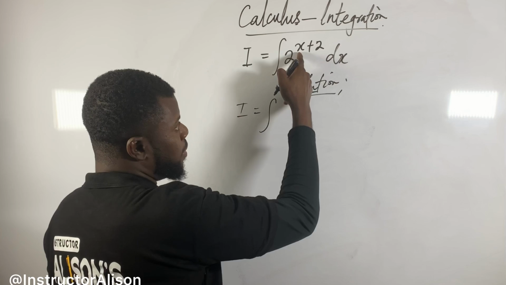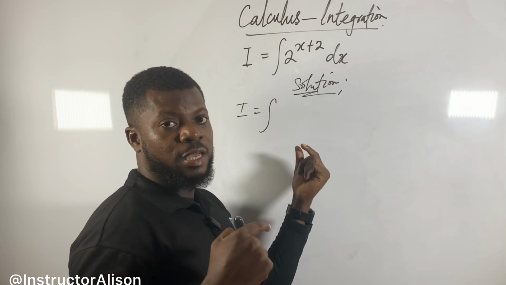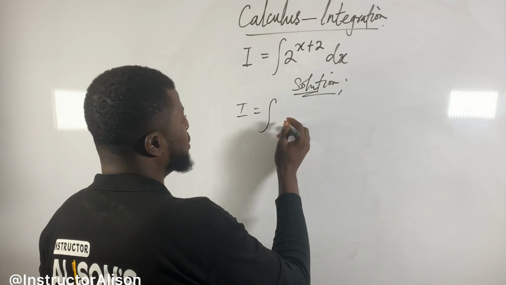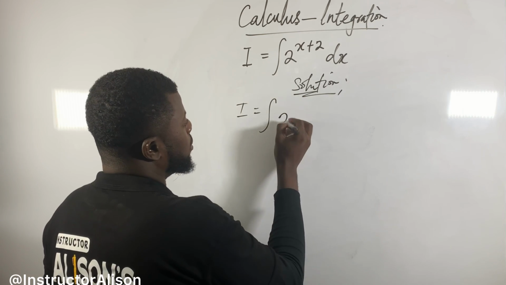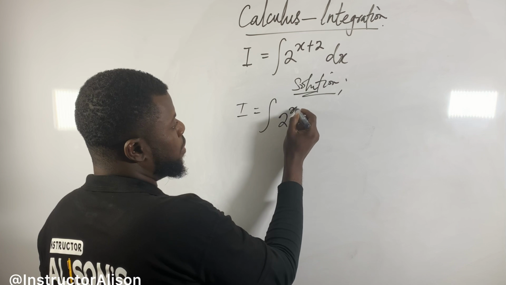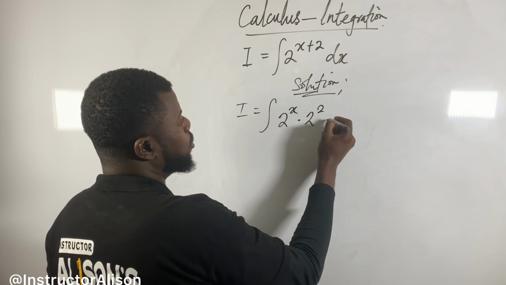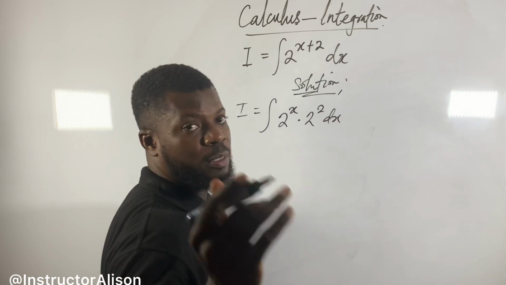Integral of 2 to the power of x plus 2. I want to split this one, applying an exponent rule. What exponent rule do I want to use here? If I have 2 to the power of x plus 2, I can split them to get 2 to the power of x multiplied by 2 to the power of 2, with respect to x.